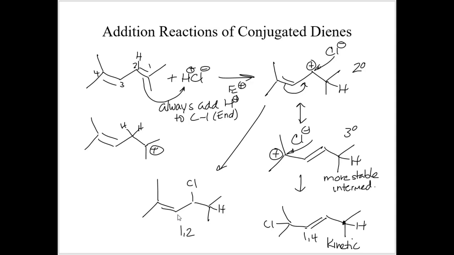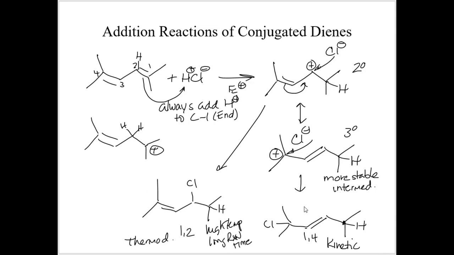This product over here, the 1-2 product, has the most substituted double bond, and therefore it is the thermodynamic product. So in terms of writing the mechanism and then identifying kinetic and thermodynamic products, that's our analysis. So then it's just simply a question of me asking you, well, what would be the major product under high temperature, long reaction times? High temperature, long reaction times would be, in this case, favoring this product, the thermodynamic product.